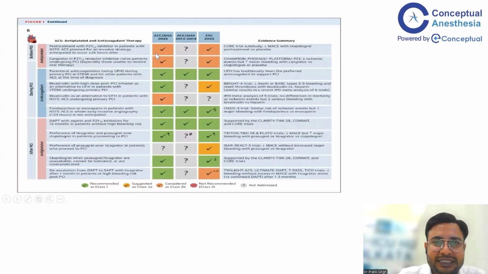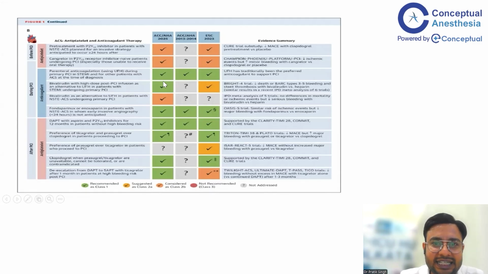Again, coming to before PCI, we are comparing the guidelines of the American Heart Association 2025 with the 2013 and 2014 ones and the European Society of Cardiology. Pre-treatment with P2Y12 inhibitor in patients with ACS planned for an invasive strategy after more than 24 hours: the ACC gives it a grade 2B recommendation. Initially it was questionable, and I am just going to tell the strong recommendation. During the PCI, parenteral anticoagulation using heparin during primary PCI in STEMI and other patients with ACS at the time of diagnosis is strongly recommended by all 3 guidelines.